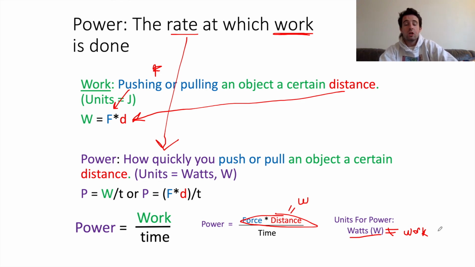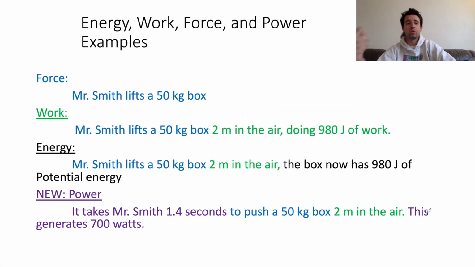Cool. So here I thought I'd give you just kind of like how power applies to Mr. Smith lifting a 50 kilogram box. So if you remember back when we talked about energy, work, and force, we said force was me lifting a box. Work is me lifting a box a certain distance in the air, and that's 980 joules of work if you cared to calculate it. Energy would be after I lift that box 2 meters in the air, the box now has 980 joules of potential energy. So work and energy, very similar here. In fact, they have the same number. It's just saying I was doing work on the box, and now the box has energy.